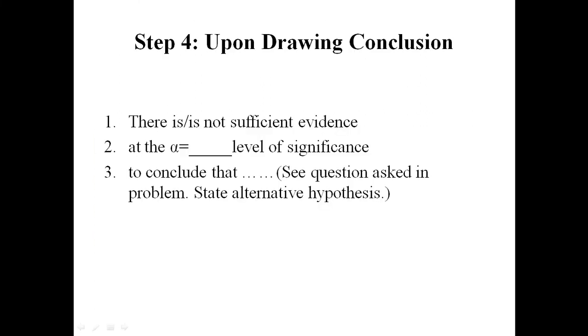Step 4. Upon drawing conclusion, there is or is not sufficient evidence at the alpha equal to level of significance to conclude that. Now we can state the alternative hypothesis here.